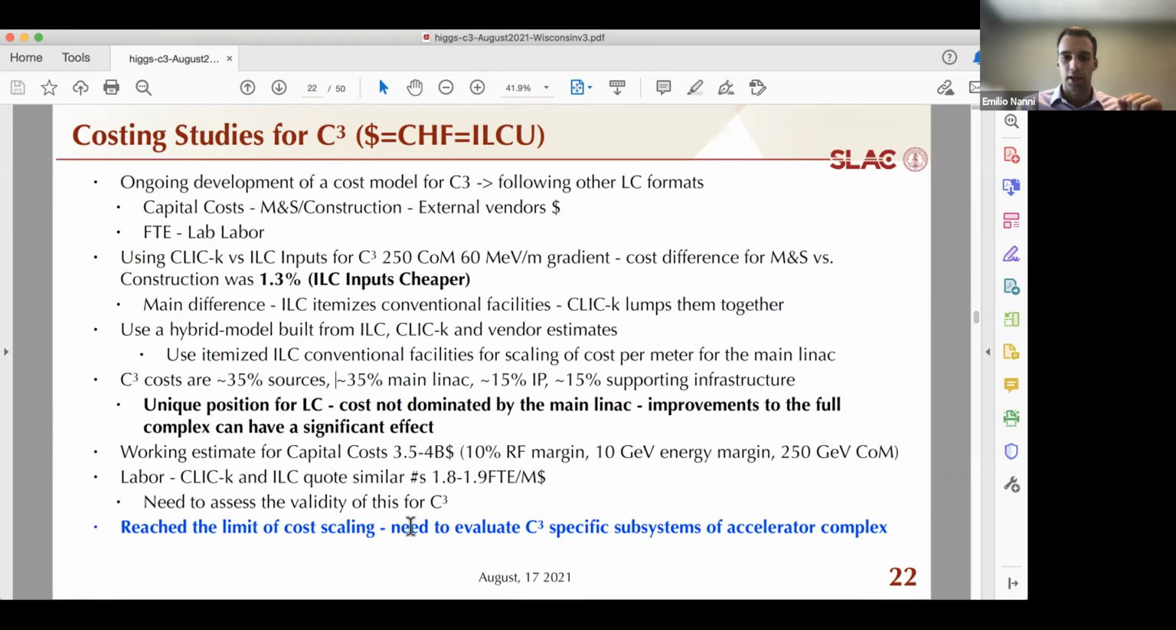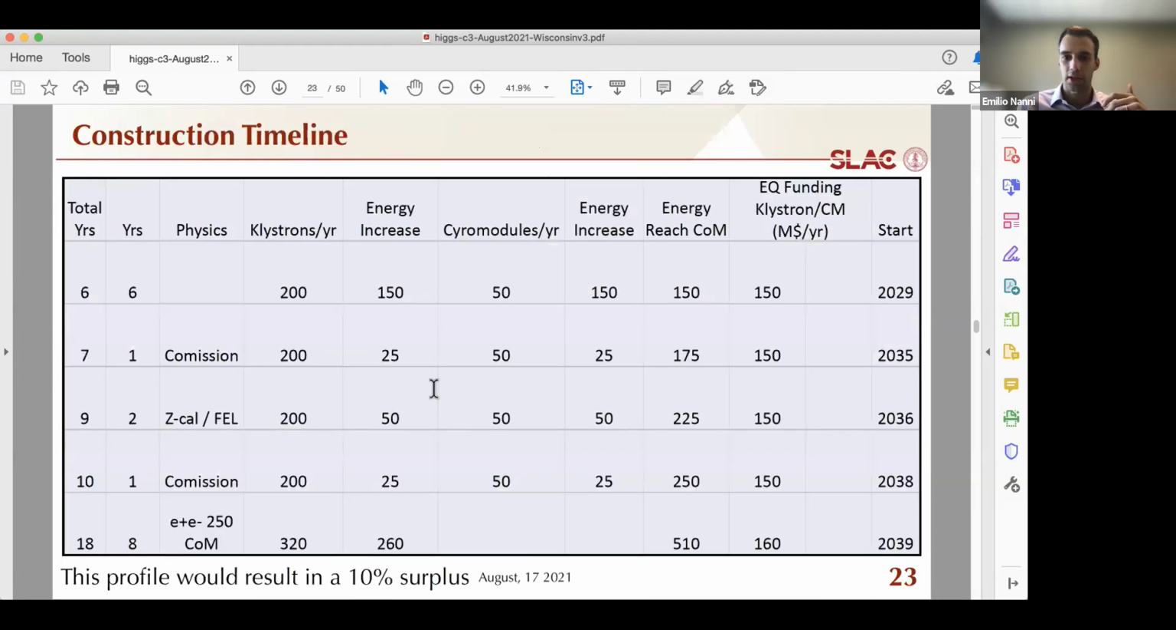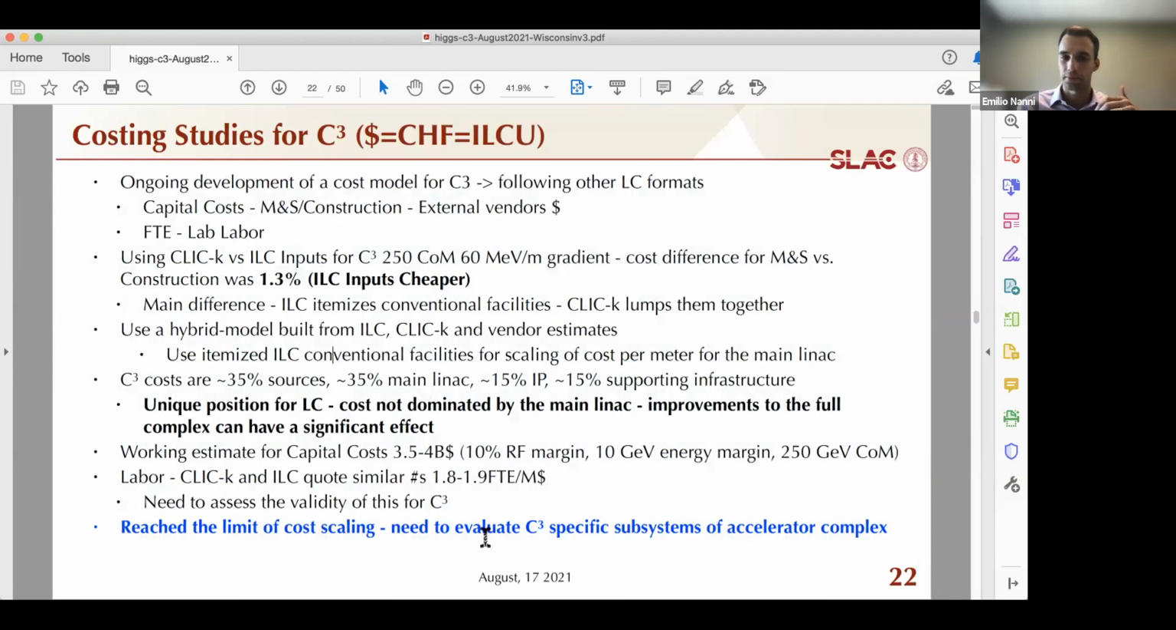I think we have reached the limit though in terms of cost scaling from ILC and CLIC, and in particular because of what I mentioned before, now that the systems are getting close to equal fractions, we really need to look at this on a specific basis for each of the subsystems for the accelerator complex.